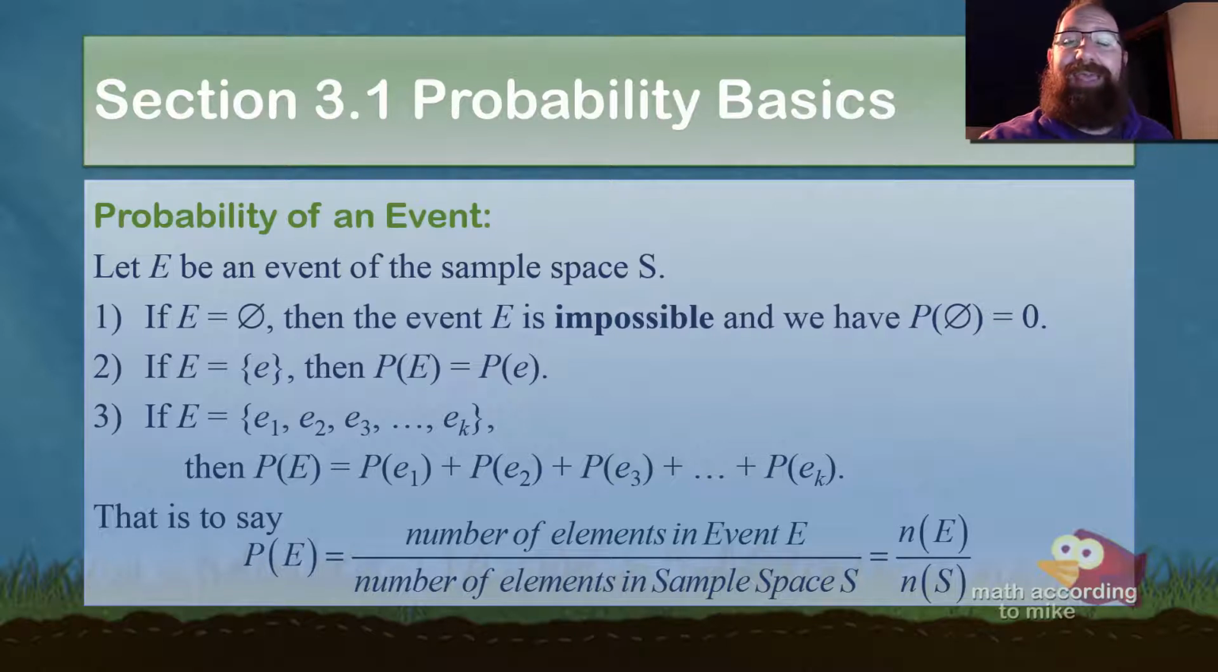Don't say 0. The probability of the null set, something impossible, is 0. 2. If the event is just one outcome, then the probability of the event is just the probability of the outcome. So if I said roll a 4, there's only one 4 on the die, so whatever the probability of the 4 is satisfies the probability of the event.